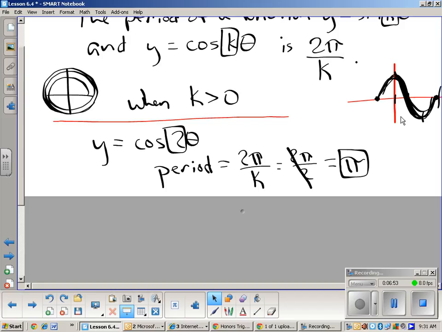Cosine graph starts at 1, right? The cosine of 0 is 1. And so that's the difference between sine and cosine, where it starts on the x-axis. So it would start here.